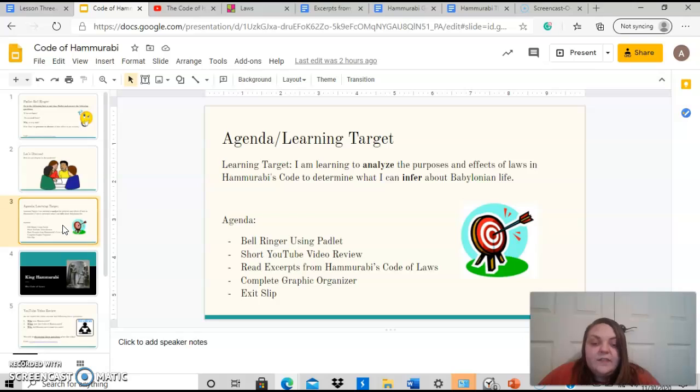The agenda for the day: the bell ringer using the Padlet, which we would have already done, a short YouTube video that will be a review basically about Hammurabi and Babylon. We're then going to read some excerpts from Hammurabi's Code of Laws. We're going to complete a graphic organizer while we read the excerpts, and then they'll have an exercise.